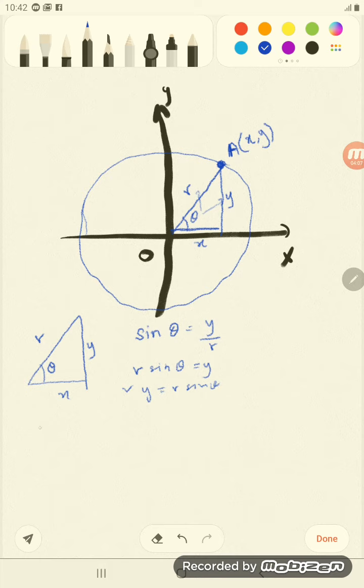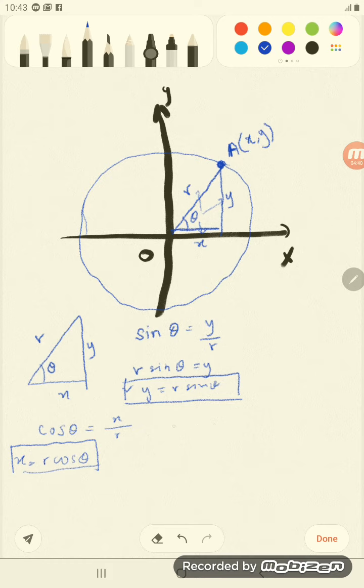Again, we can go straight to cos theta. Cos is adjacent divided by hypotenuse, so the adjacent is x, and your hypotenuse is always r, so it will be x over r. So you can see that r cos theta equals x. This is another relation that you can get. Let me put it in a rectangle, or a box. These are two important formulas that you need to write down.